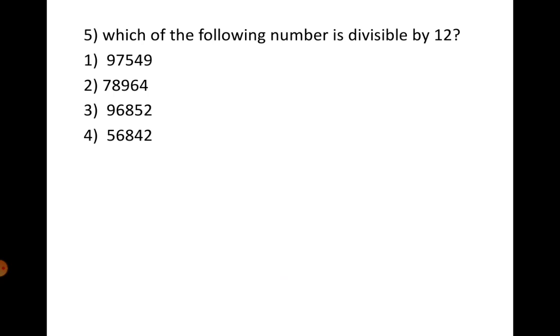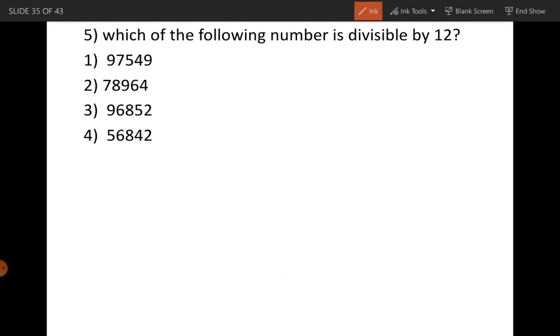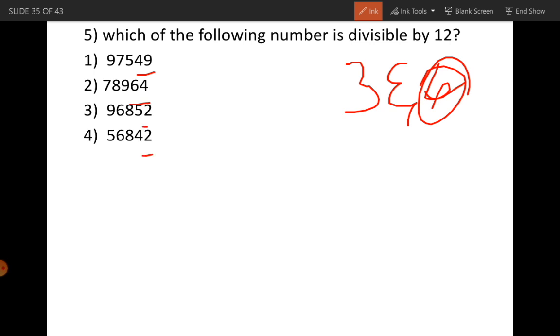Next, which of the following numbers is divisible by 12? We know that the divisibility rule for 12 is that the number has to be divisible by both 3 and 4. What we'll do first is check the divisibility rule for 4, because it is easier: we just have to check the last two digits. So from the beginning we check for 4, so that we can rule out answers.